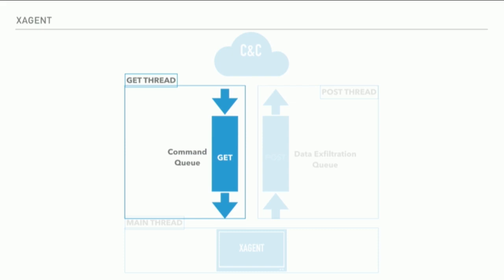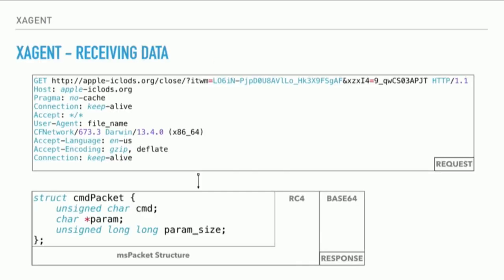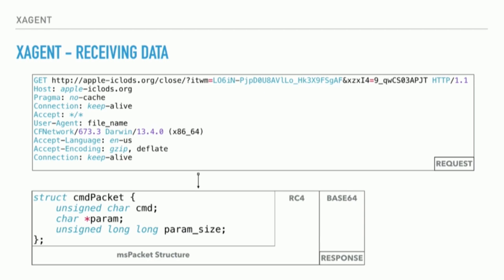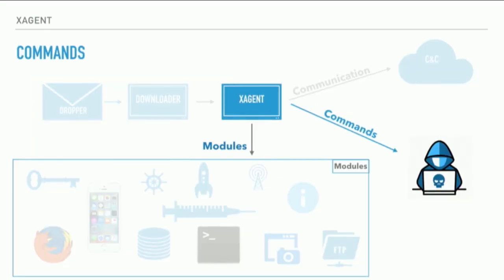Let's see how it can request commands from the CNC server. So here is a get message that the malware sends in order to receive a command from the CNC server. And it will receive a command packet whose structure is formed by a command, a parameter, and the size for that parameter. This data is also encrypted with RC4 and then, on top of that, encoded with base64. So this is how XAgent communicates with the CNC server.